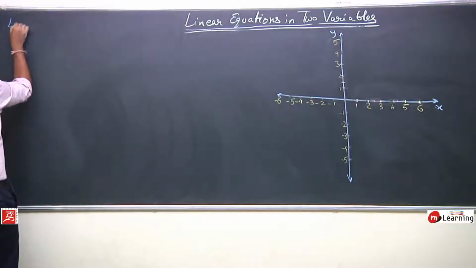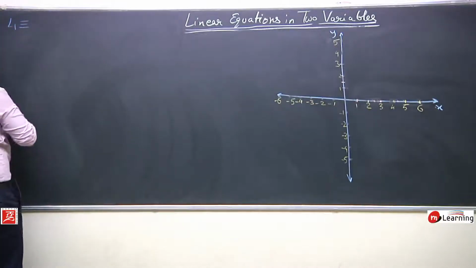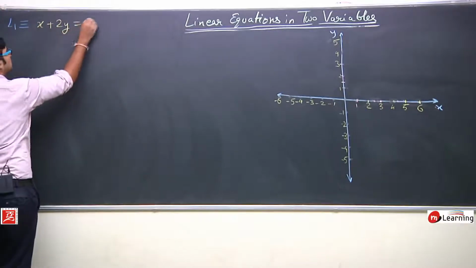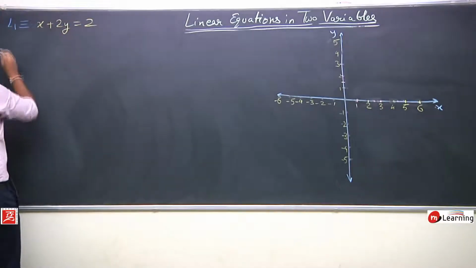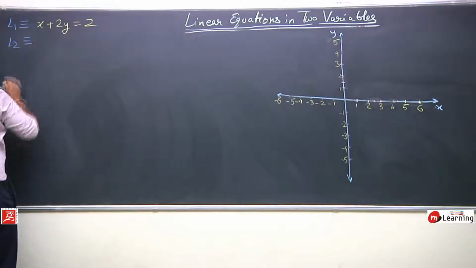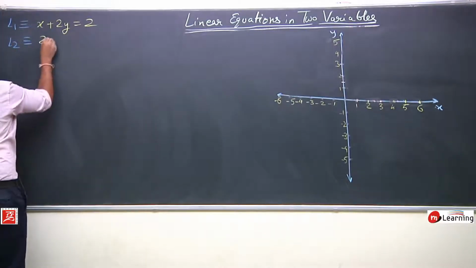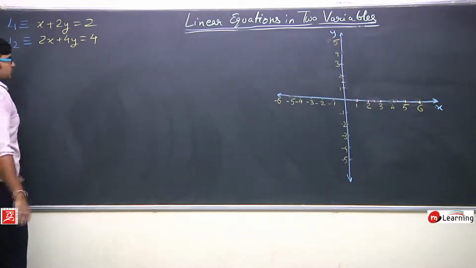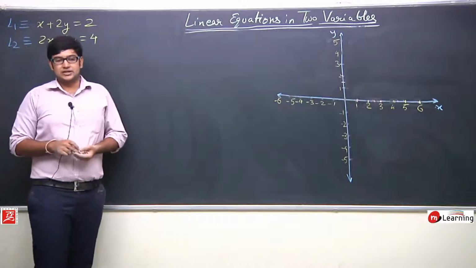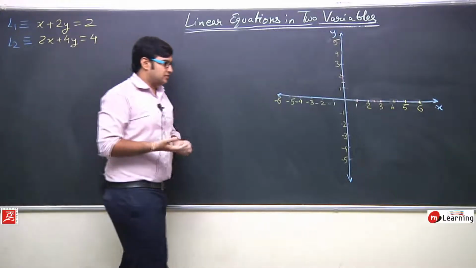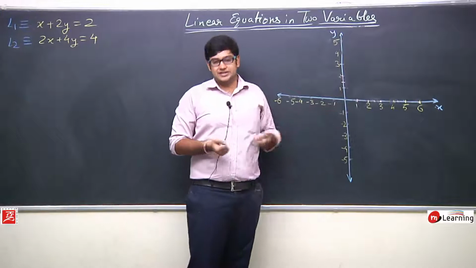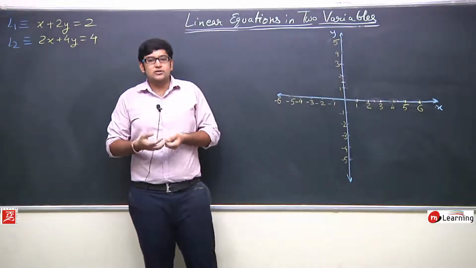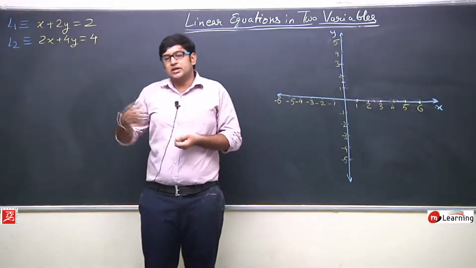Let us say L1 is an equation which represents x plus 2y is equal to 2. Similarly, let us say L2 represents 2x plus 4y is equal to 4. So these are the two equations. Again, the same method: first we will draw the graph of these two equations, the straight lines, and from that we will try to deduce the relationship between the coefficients.